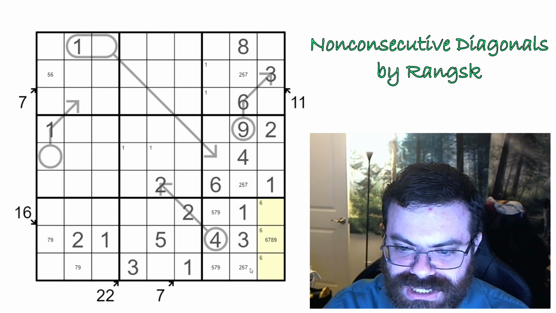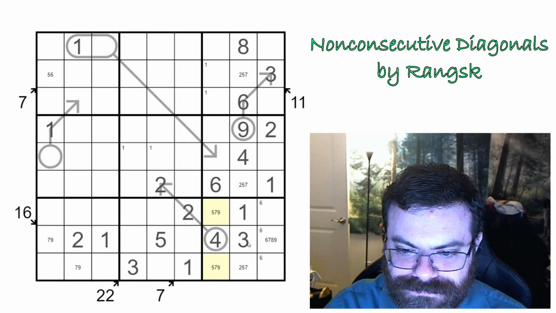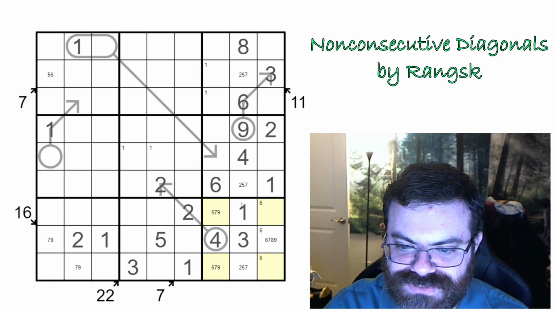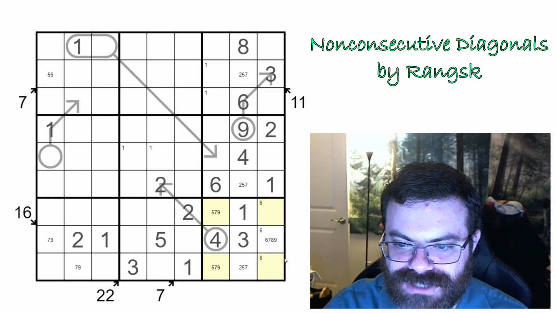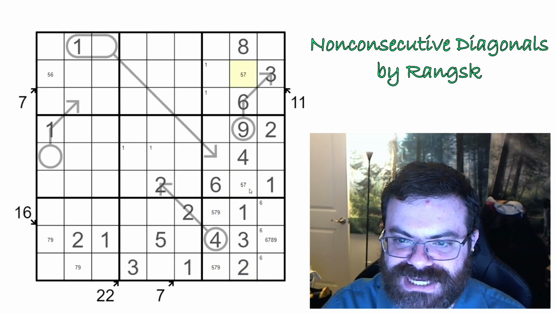The 2 in this box must be here, because neither of these can be 2 from the 3. So 3 removes 2 from these 4 corners. I was talking about how powerful that is. And then this 2 sees here, so this is the only spot for a 2. So that actually means that these 2 are a 5, 7.